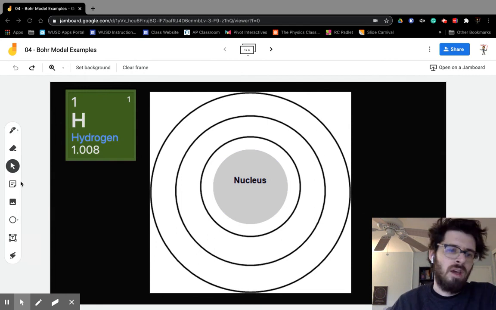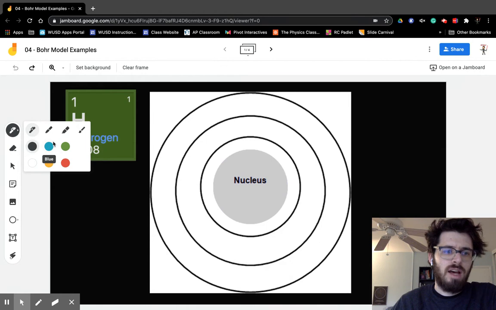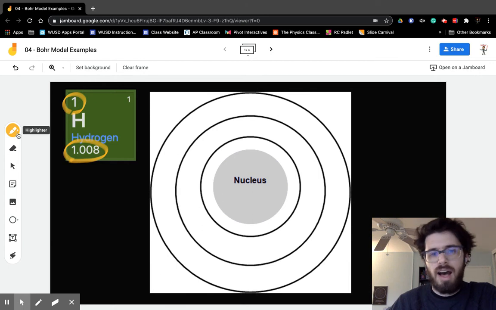So let's do that. So you have your symbol for hydrogen up in the top. Let me switch my pen here. And you can see the atomic number is 1, and the mass number is also 1. Reminding us that we have 1 proton, 1 electron, and 0 neutrons.